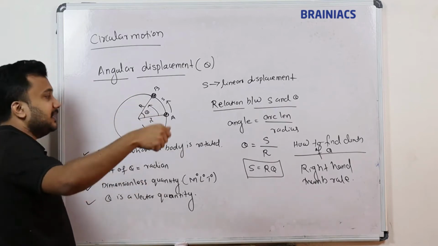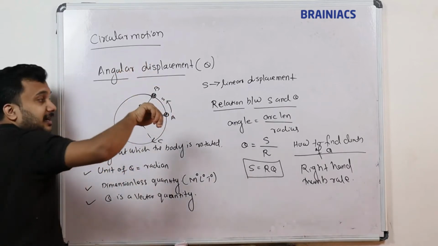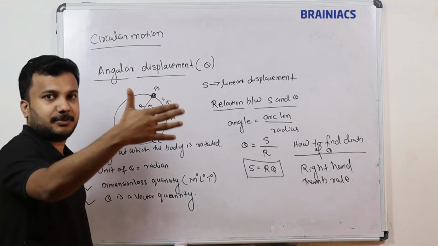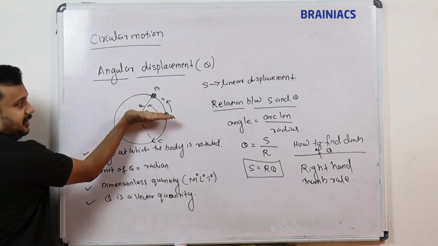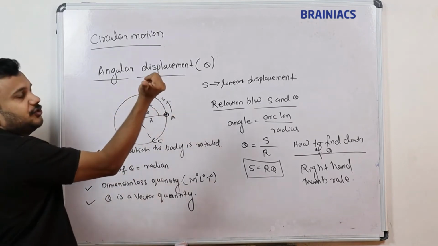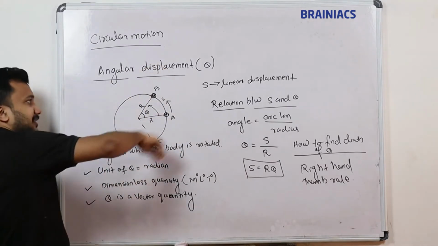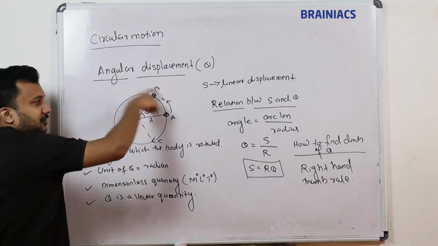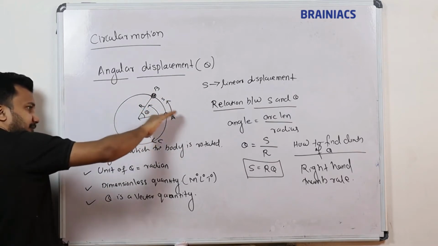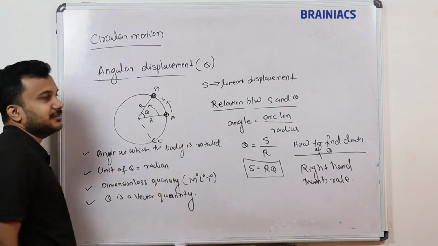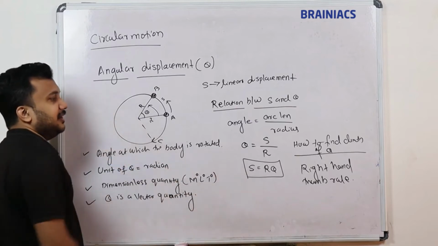So theta is always along the axis, either outside towards you or inside. Anything is possible. It's like this. From A to B means the thumb is pointing outside, so the direction of theta is towards you. If the body is rotating from A to C in this direction, this is actually an anti-clockwise direction. If it is rotating like this, then I keep my four fingers folding in the same direction, and my thumb is going inside. So the direction of theta is inside in that case. That is called the right hand thumb rule.